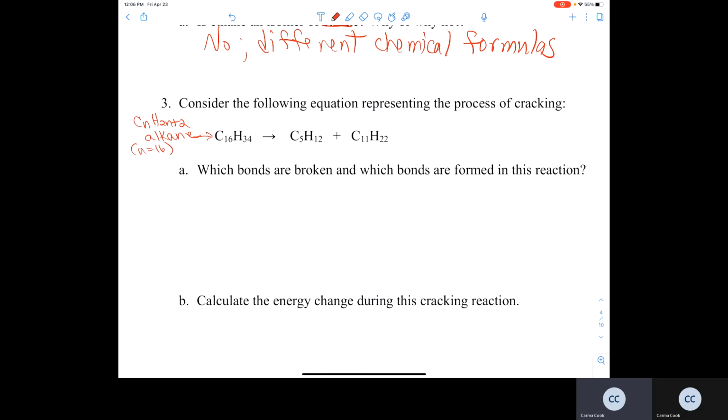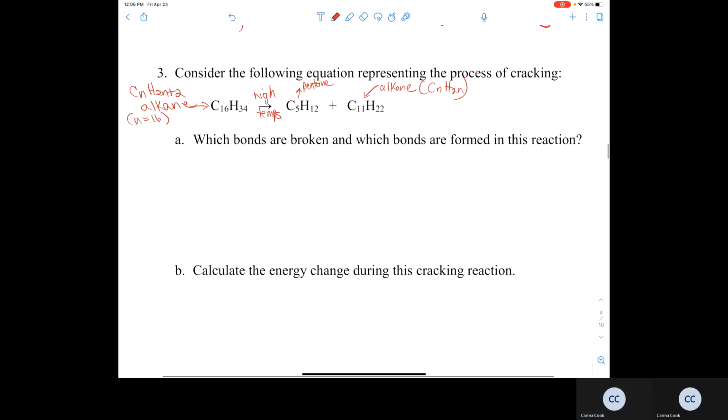And then it gets cracked under high temperatures to two different pieces, one piece with 5 carbons, the other with 11 carbons. So we looked at this previously. This is pentane, an alkane, and this one is an alkene with the formula CnH2n, with n being 11. And so which bonds are broken and which bonds are formed in this reaction?